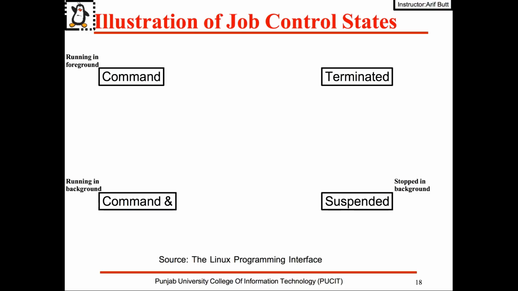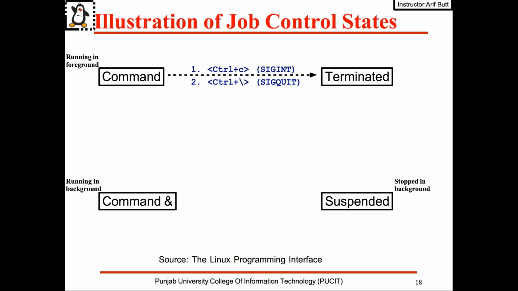Right now over here you can see this is a command which is running in the foreground. There can be many commands which can be running in the background, and we know that we can run a command in the background using the ampersand over here. There is another state that is suspended. We all know that we can stop a running program in the background, and we can always terminate a program. Let's see how we can move a job or process from one state to the other.